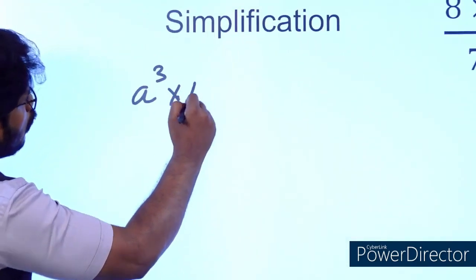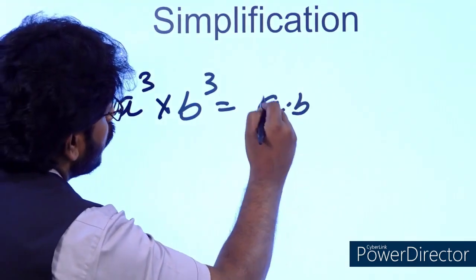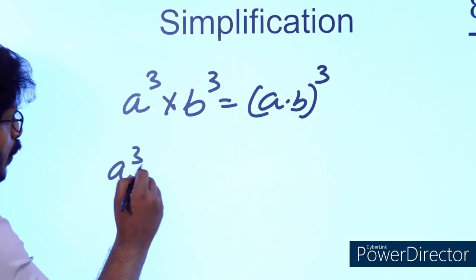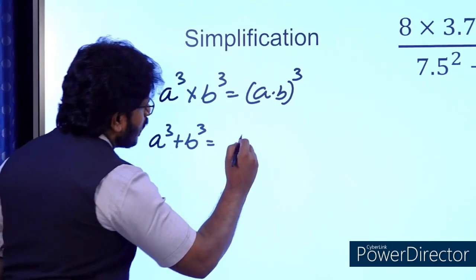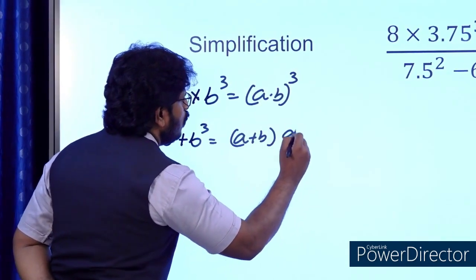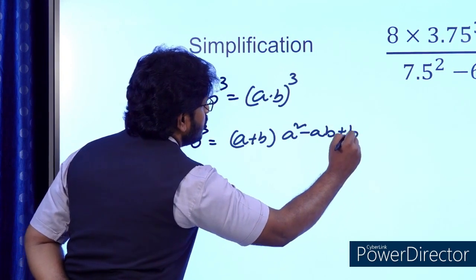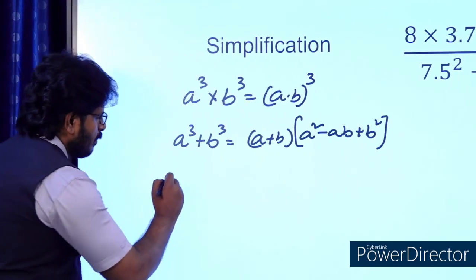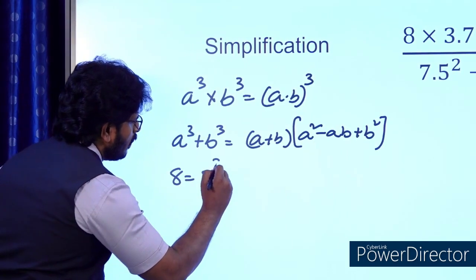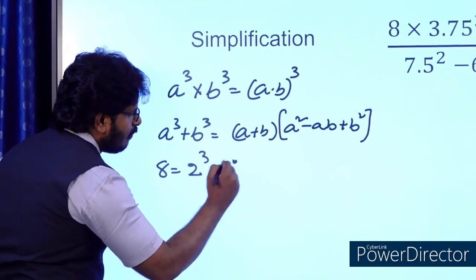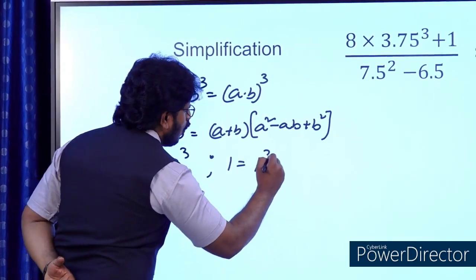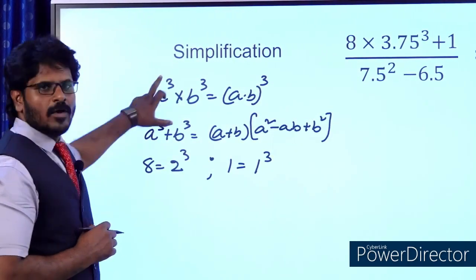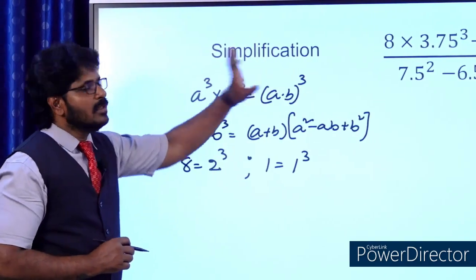If you go with a cube into b cube, we can write it as a into b whole cube. This is a known thing. And a cube plus b cube, we can write it as a plus b into a square minus ab plus b square. This is also a known formula, right? And wherever you want to replace 8, we can replace with 2 cube, the value is 8, or whenever you want to replace 1, we can replace with 1 cube, 1 square, 1 power, anything you will get 1 only. So these are also known formulas. By using these three we can easily solve the question.